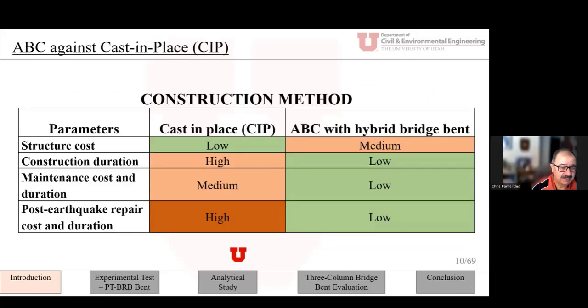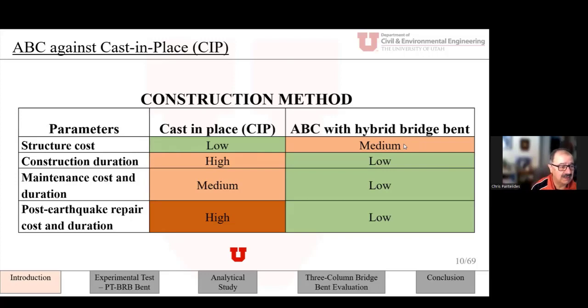So if we compare the accelerated bridge construction against the cast-in-place construction method, in terms of structure cost, the cost for the cast-in-place is low, but the ABC with the hybrid will have a little bit higher cost, so it's medium.